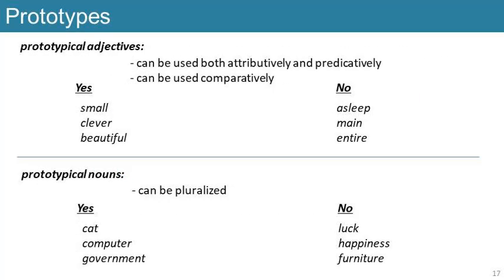Grammarians use the word prototype for those words that have all the distributional and formal characteristics of their particular part of speech. So small is a prototypical adjective and cat is a prototypical noun. Asleep and luck, on the other hand, are not prototypes. Asleep cannot be used attributively or comparatively, and luck cannot be pluralized. The analysis that follows will make generalizations about the prototypes in each word class.